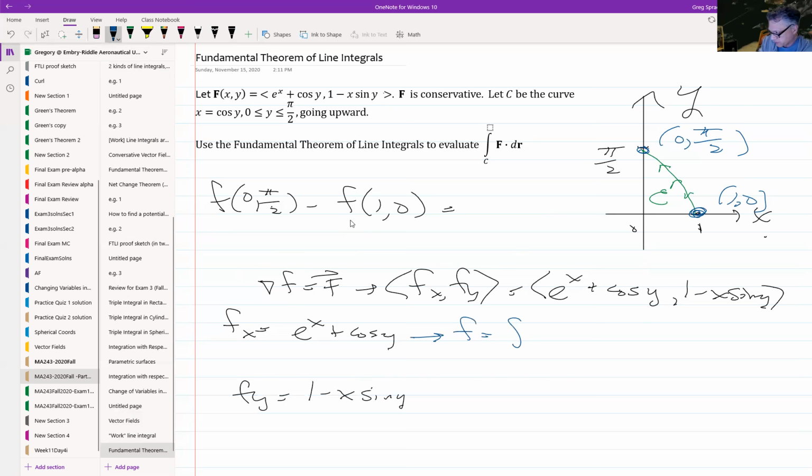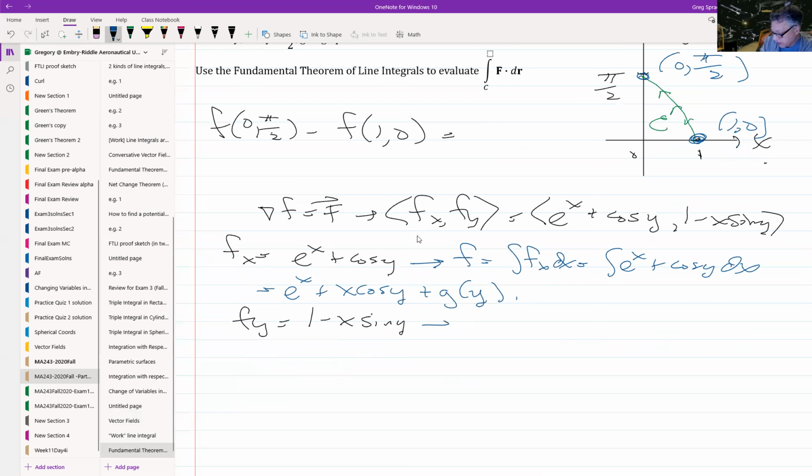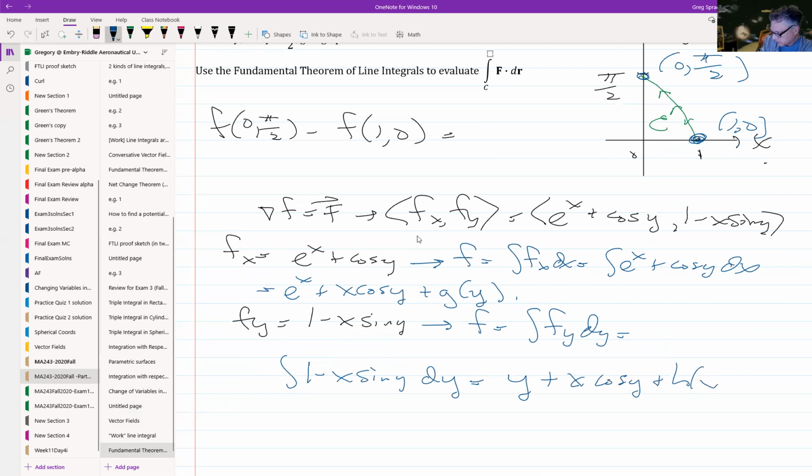Top equation, f is the integral with respect to x of fx. And when I integrate, I get e to the x plus x cosine y plus a constant of integration. That constant of integration might have y's in it, so I'll call it g of y. Do the similar thing with fy. f equals the integral with respect to y of fy, the integral with respect to y of 1 minus x sine y. That's y plus x cosine y plus h of x. This time, the constant of integration might have x's in it, so I call it h of x.